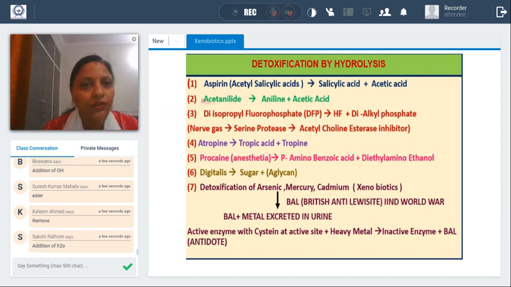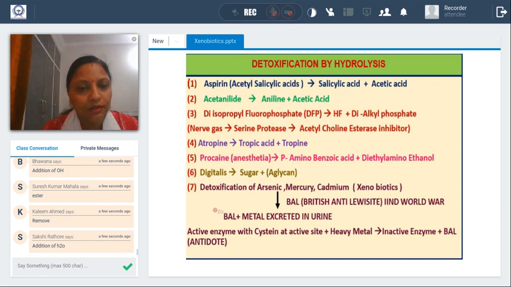First, as I told you, aspirin, acetyl salicylic acid, converts into salicylic acid and acetic acid. Acetanilide, diisopropyl fluorophosphate, DFP, is a nerve gas, you all know. Atropine converts into tropic acid and tropine. Procaine, which can be used for anesthesia, converts into para-aminobenzoic acid and diethylaminoethanol. Digitalis converts into sugar and aglycone.